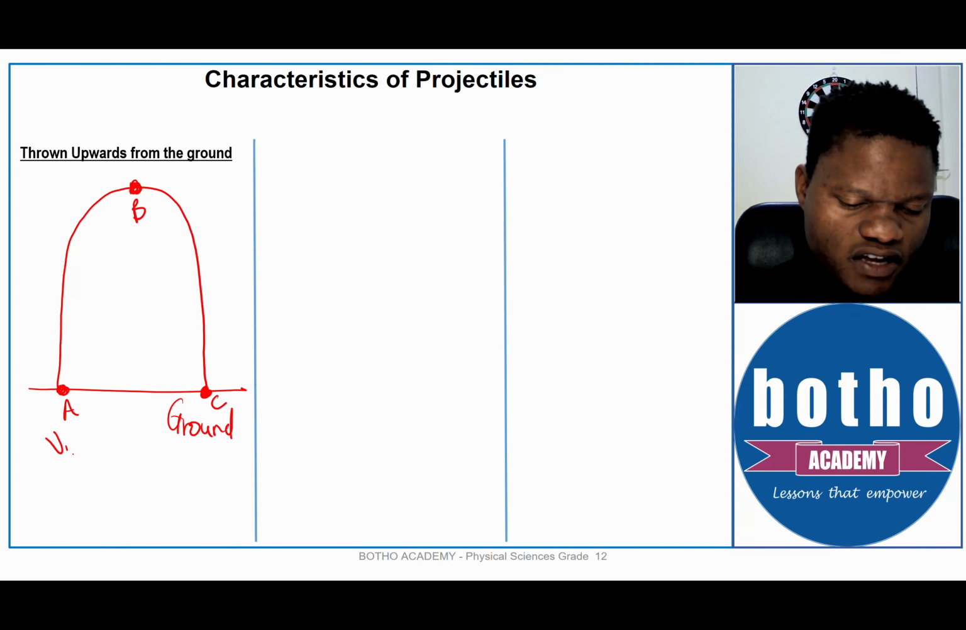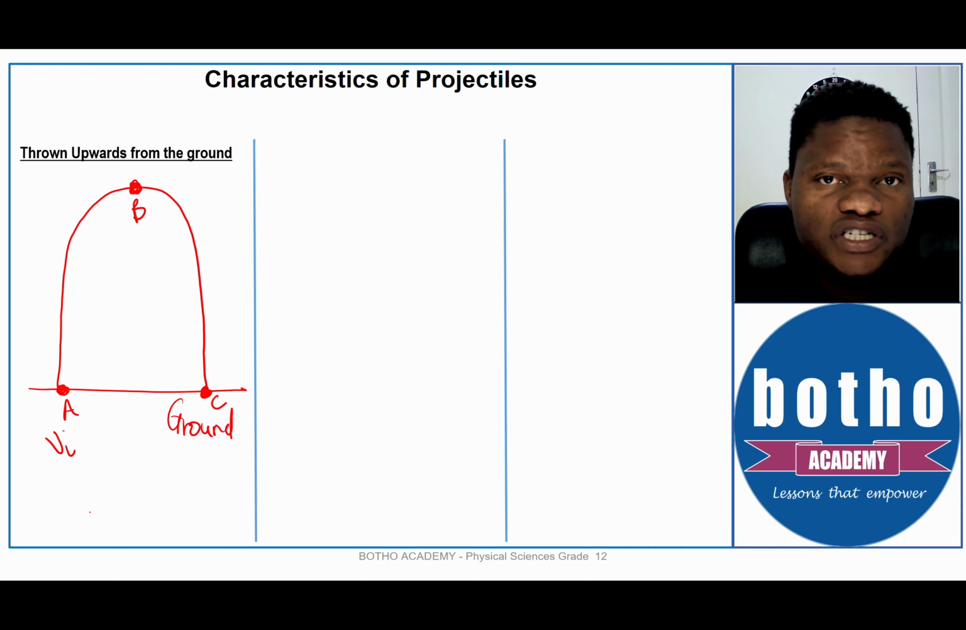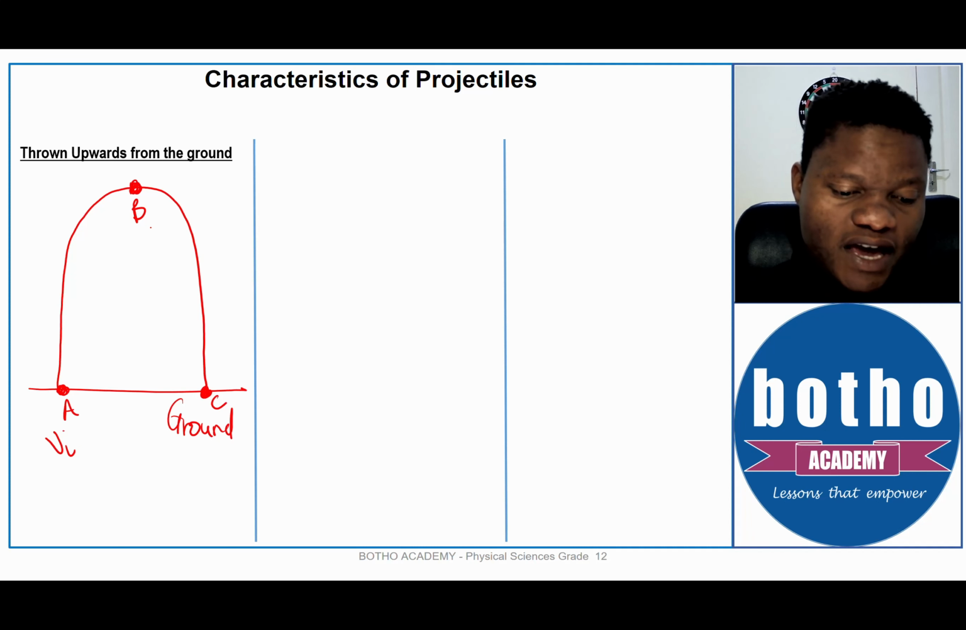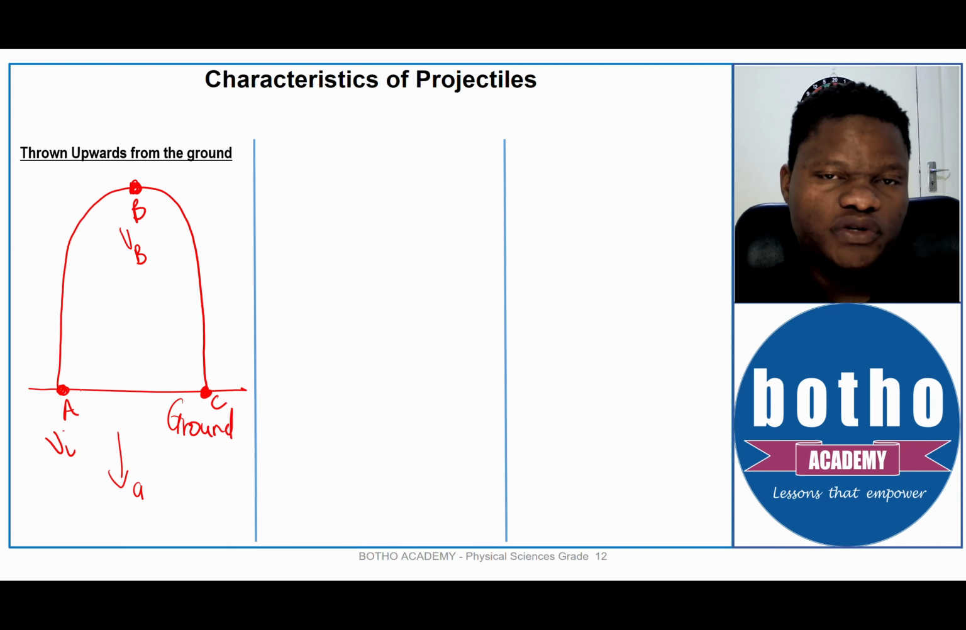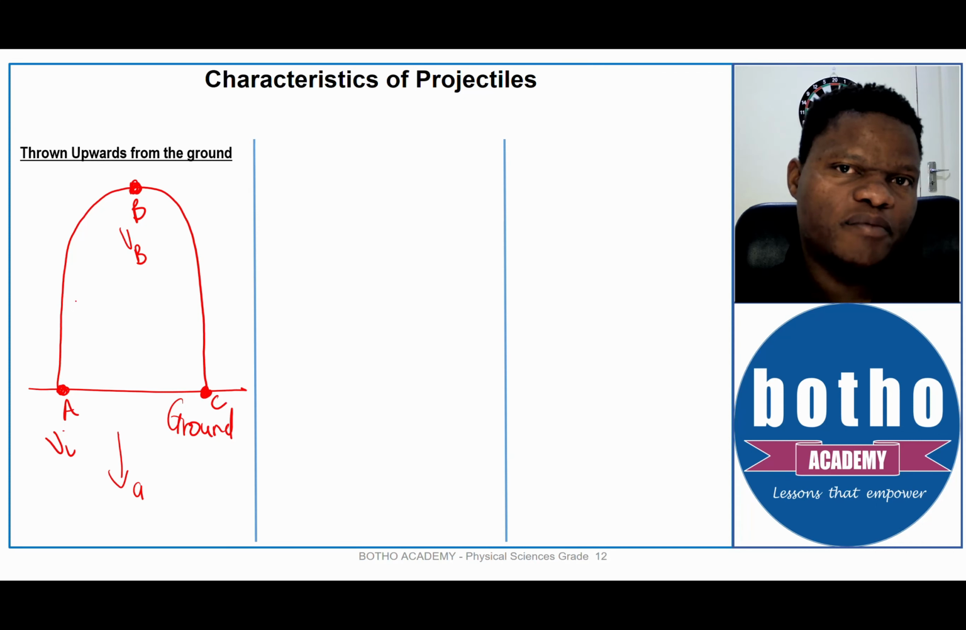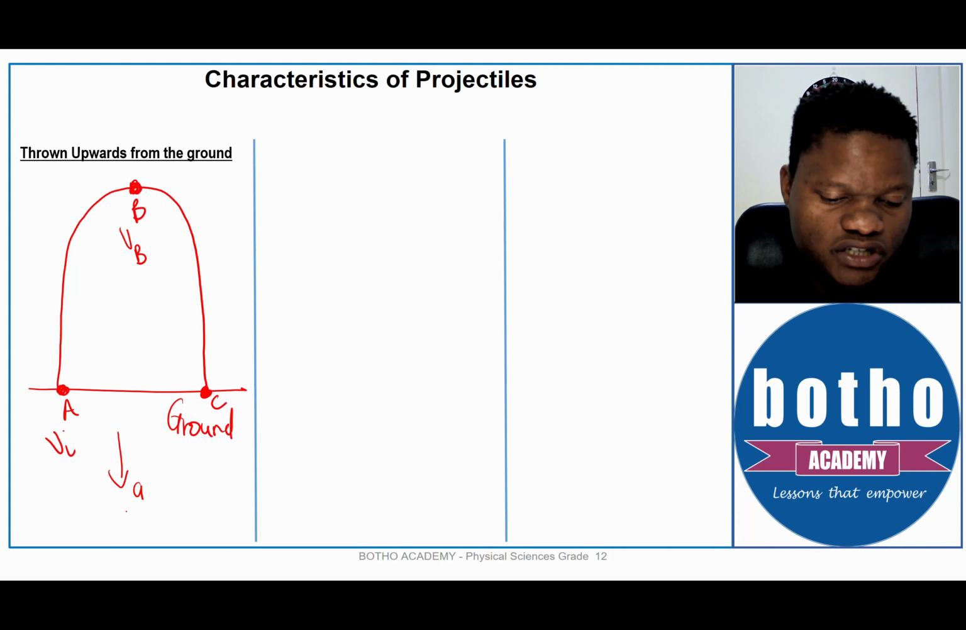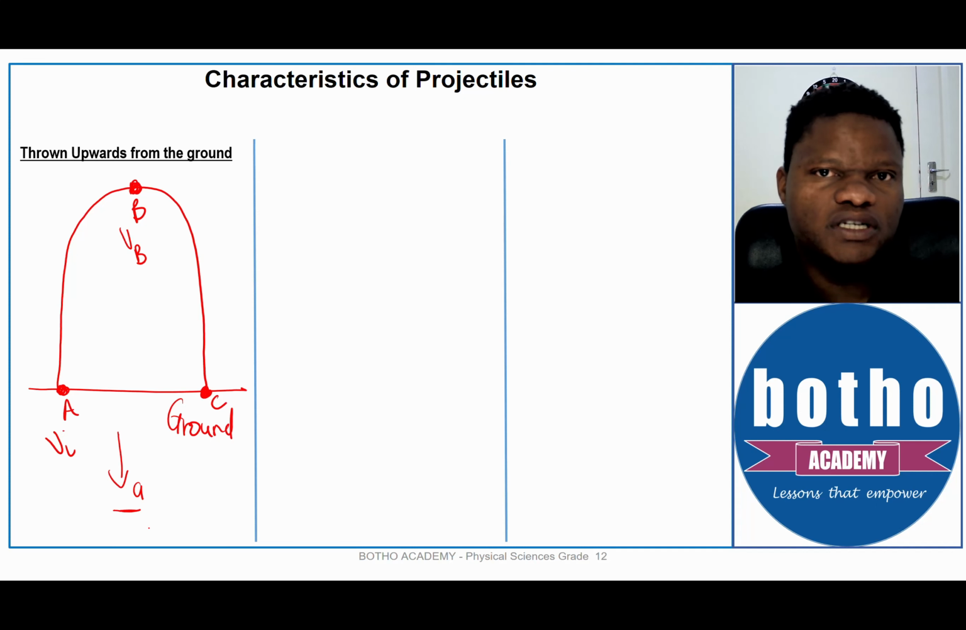There are things you need to remember about projectiles: at point A, you are going to have the initial velocity of the object, or you can just call it the velocity at point A. And at point B, you're going to have another velocity. Let me just call it the velocity at point B. But what happens as the object goes up? Remember, gravitational acceleration is pulling it down. While the object was launched with a velocity greater than 0, it will keep on going up, but its velocity will decrease because acceleration, or the force of gravity, is pulling it down.